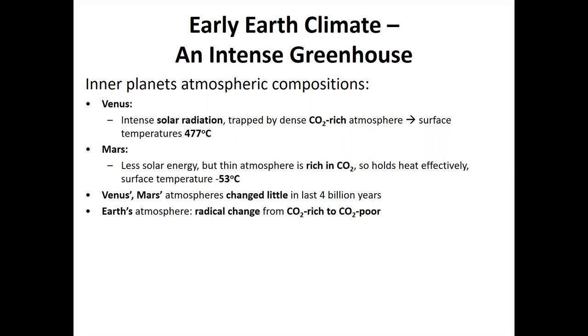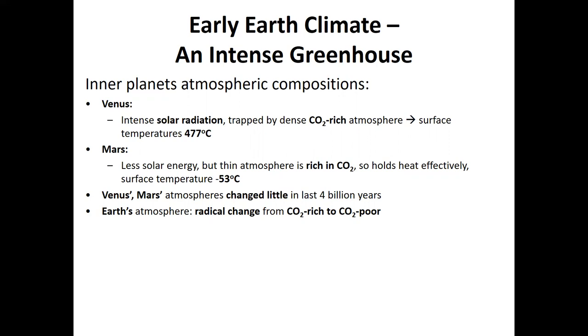So looking at the inner planets and their atmospheric compositions, Venus, being the second closest planet to the sun, receives intense solar radiation, which is trapped by an extremely dense, CO2-rich atmosphere. The combination of the intense solar radiation and the large amounts of CO2 results in extremely high surface temperatures of around 477 degrees centigrade. So over four times the boiling point of water at atmospheric pressure.